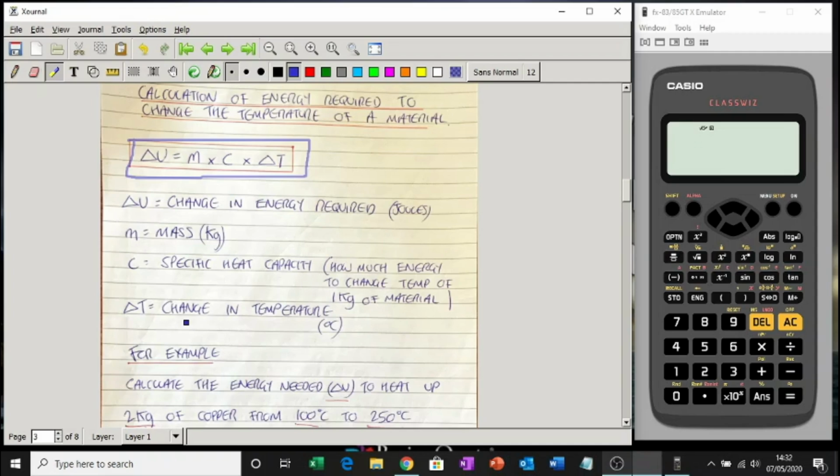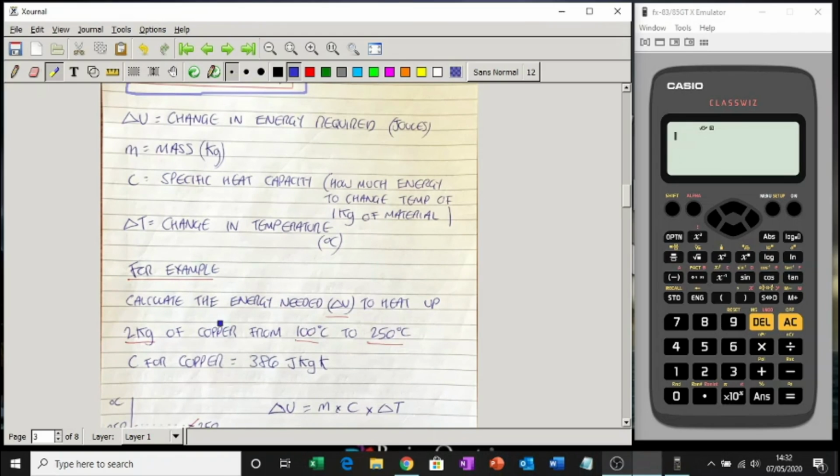Delta T just means change in temperature. It's a change, so it can be in degrees C or degrees Kelvin. It makes no difference because it's a change. So this will give us how much energy we need to convert a certain mass of something from one temperature to another.